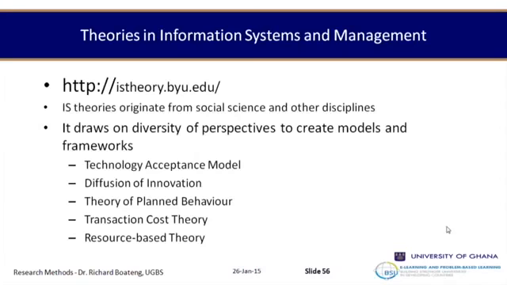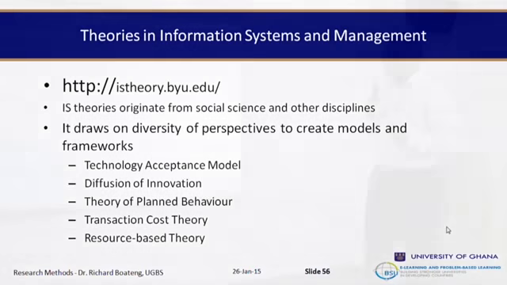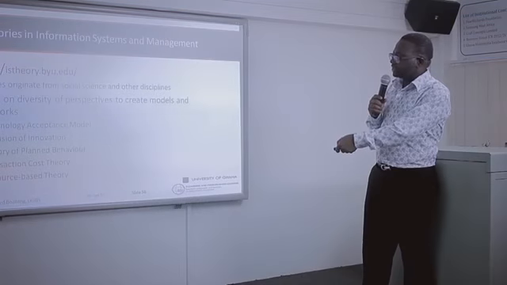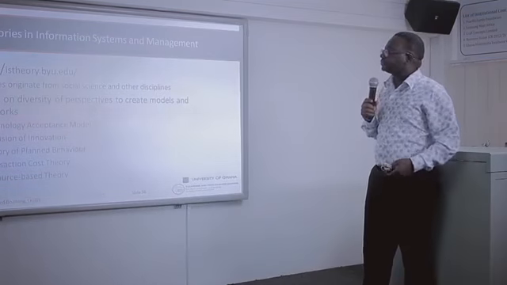You have the technology acceptance model, which talks about the fact that there are two things that help to inform a person's acceptance of a technology: the perceived ease of use and the perceived usefulness. We can inform a person's attitude to adopt a particular technology. Then there is the diffusion of innovation, transaction cost theory, which I've actually used myself, and then from the strategic perspective, you have the resource-based theory.